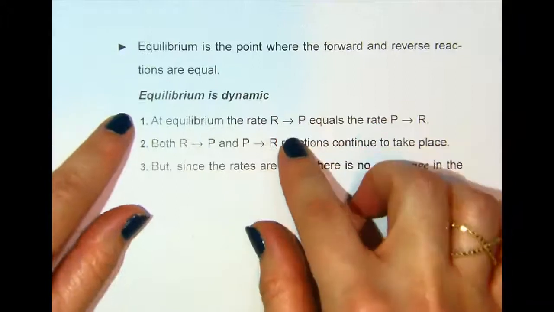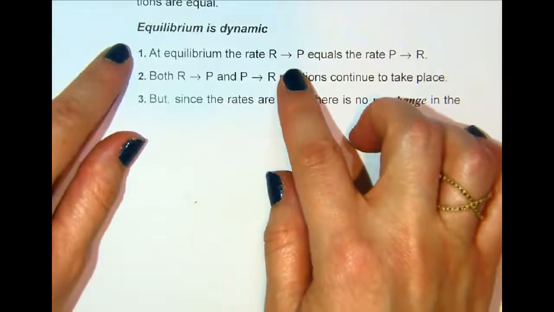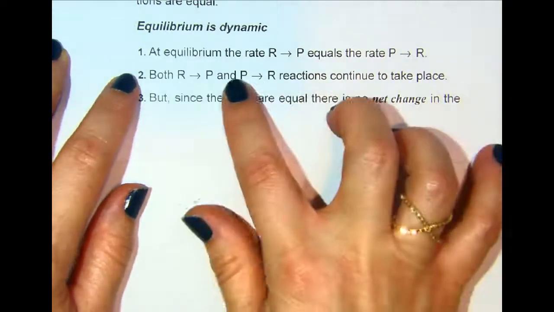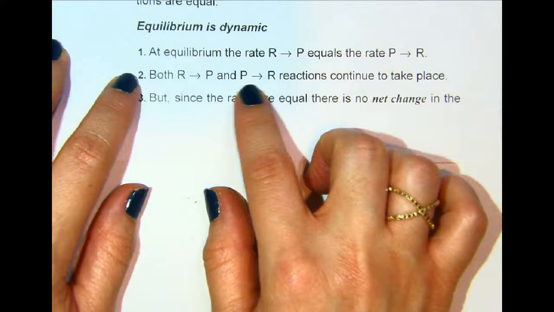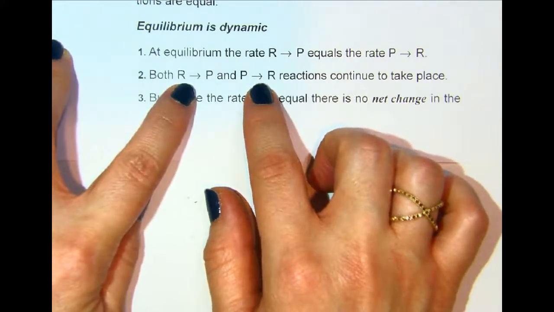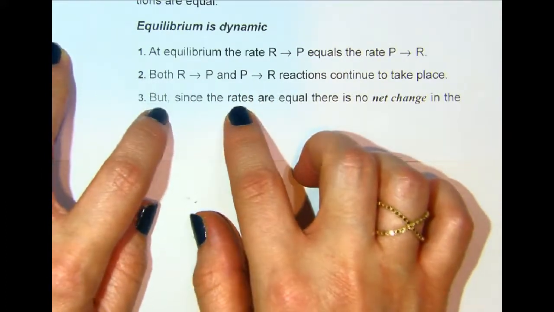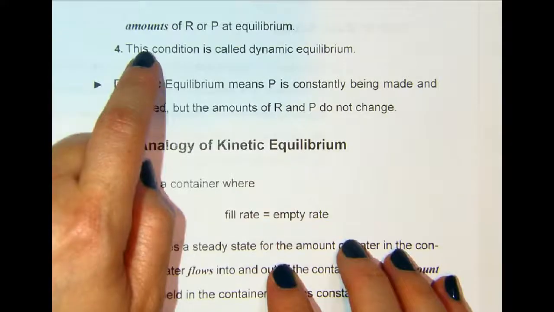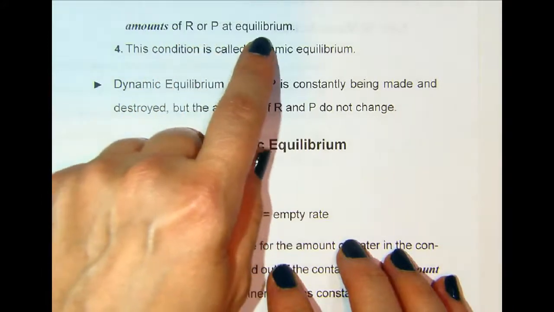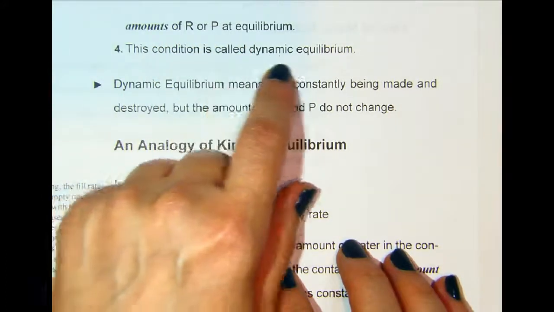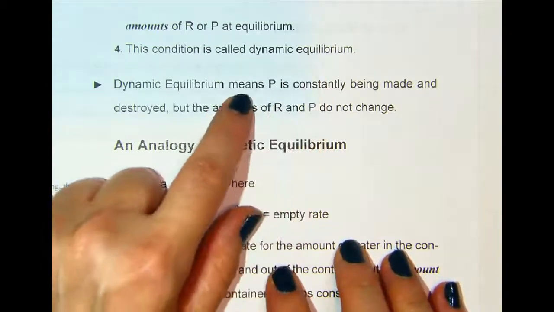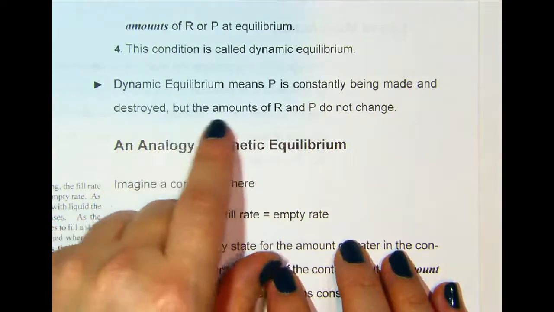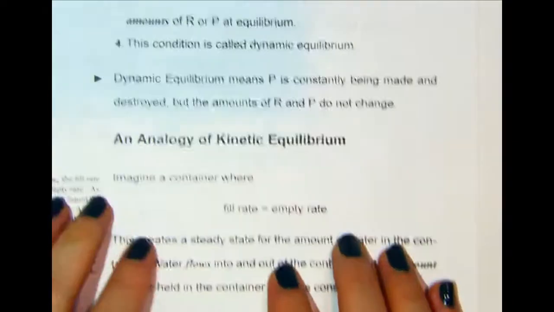Equilibrium is dynamic. At equilibrium, the rate R to P equals the rate P to R. Both reactants to products and products to reactants, the forward and the reverse reactions, continue to take place. But since the rates are equal, there is no net change in the amounts of reactants or products at equilibrium. This condition is called dynamic equilibrium, which means the product is constantly being made and destroyed, but the amounts of reactants and products don't change.